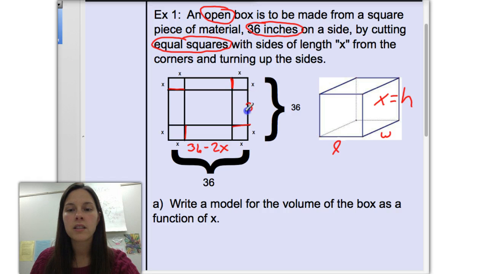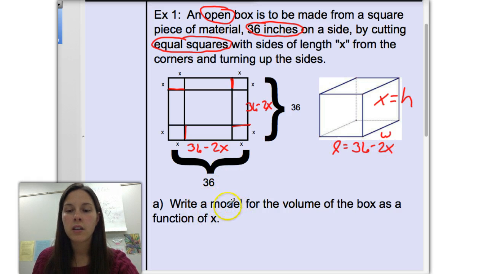So this will be the same piece, or the same dimensions, 36 minus 2x. So if you think this is 36 minus 2x, and the fact that it's a rectangle, we know that this piece is as well as this piece, and these are the dimensions of the base of our rectangular prism. So length equals width equals 36 minus 2x.